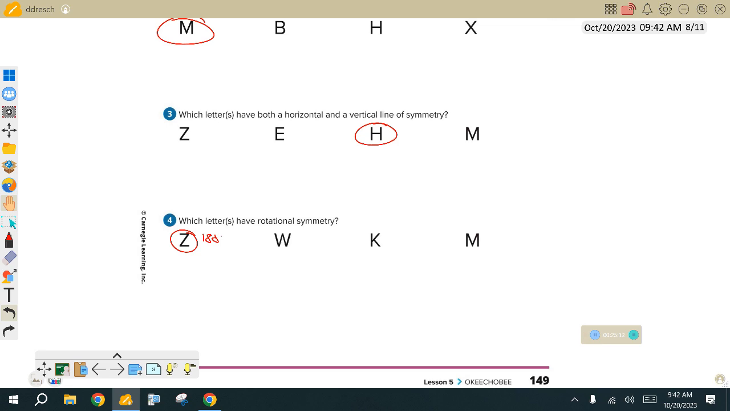Is W going to have any rotational? No, the only way W would have it is a 360, and that doesn't count. Is K working? No. Is M working? No, none of those work. The only thing that's happening is Z. Now those all work, but the lowercase ones depend on the situation, and then the other thing would be if we put those in italics or change them completely to a different font style. Some of those may still work or may not, depending on the font style.